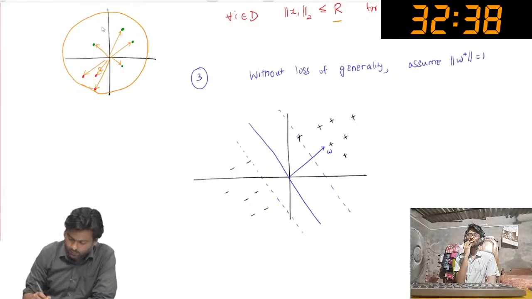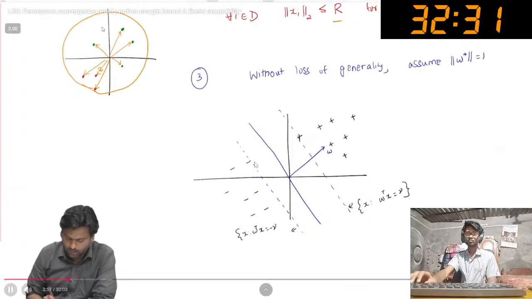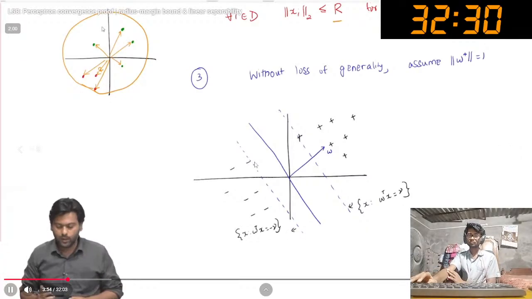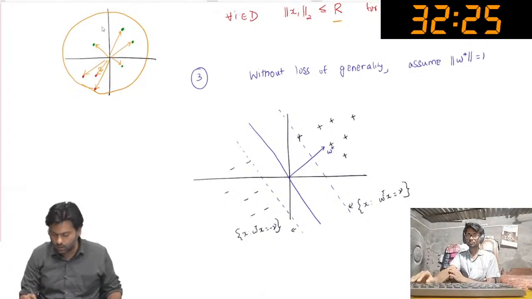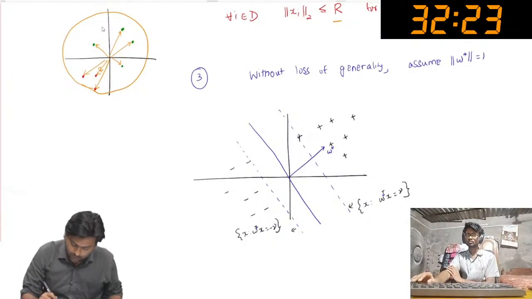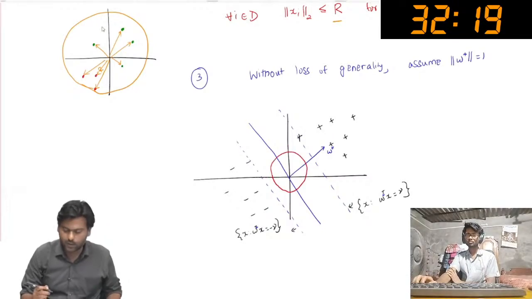Now this is a w, and this is the set of all x such that w transpose x equals gamma. Of course, this is the set of all x such that w transpose x equals minus gamma, and my data points are on both sides. But now I observe that this w's length is not 1. So maybe let's call this w star. This w star's length is not 1, because the set of all w's whose length is 1 is, let's say, somewhere here. So maybe this is the set of all w's with length 1.